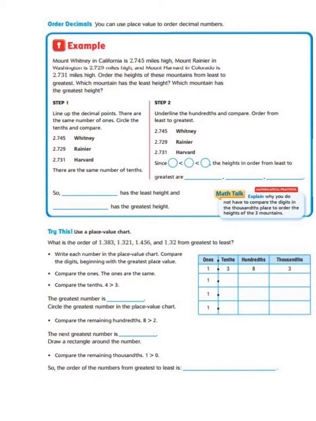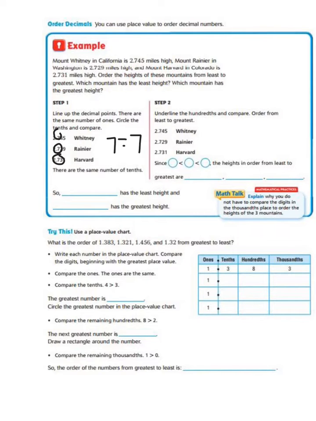So step 1, it says to line up the decimal points. There are the same number of ones, so circle the tenths and compare. So the next one we would do is we would circle, and I'm not actually going to circle the tenths in each one because that's going to be a little bit difficult. But we see that each one has a tenth of 7. So 7 equals 7.